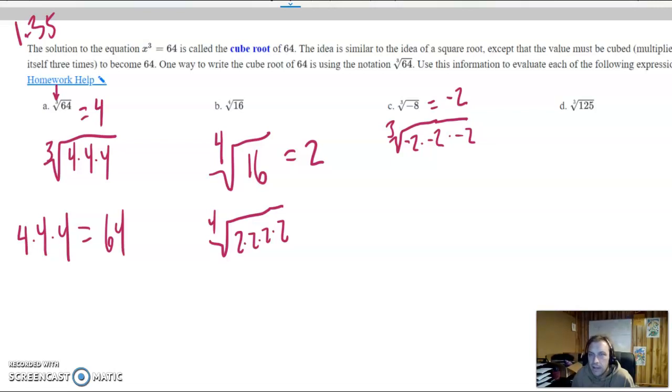Finally here, the cubed root of 125. I see 5 and I think, well, 5 times 5 is 25. And if I have 5 quarters, I have $1.25. So 5 times 5 times 5 is 125. And that gives me the value of the cubed root of 125 is 5.